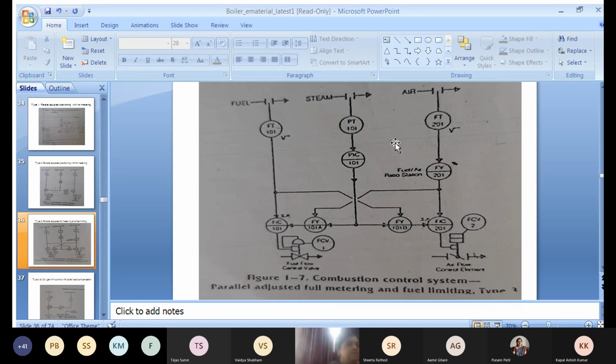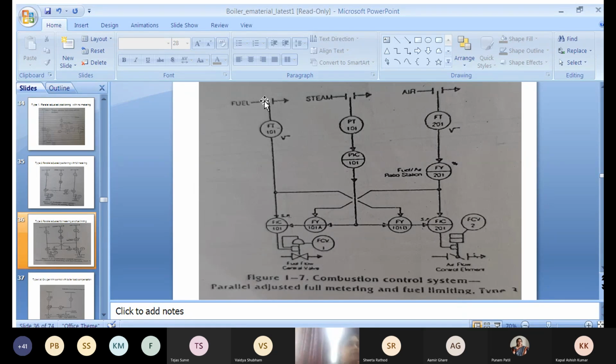But in case the air supply is lower and this signal is lower, out of these two, the lower one is selected and transferred to FIC101, which will take control of the fuel control valve. If the air supply is less, there is no benefit in giving more fuel, so first limit the fuel. That's why this low limiter switch is connected over here.